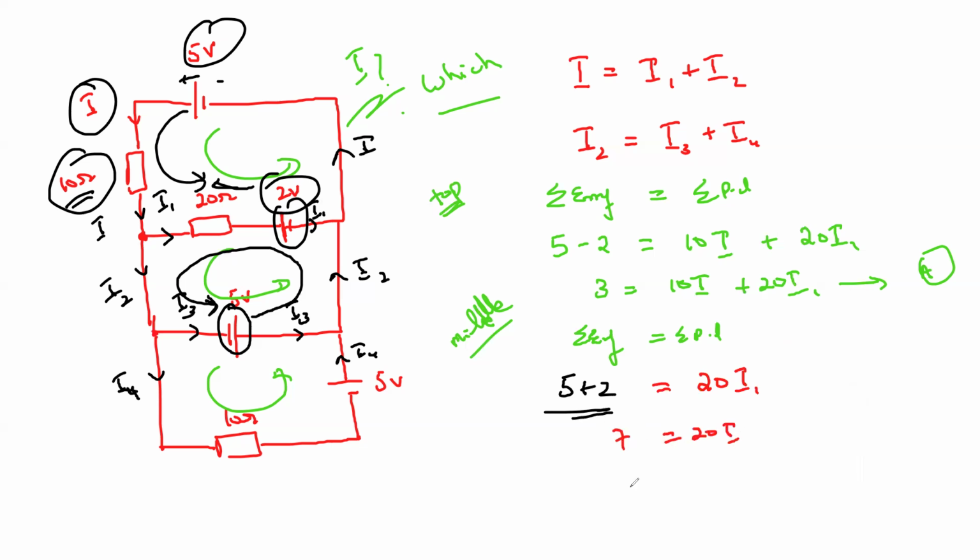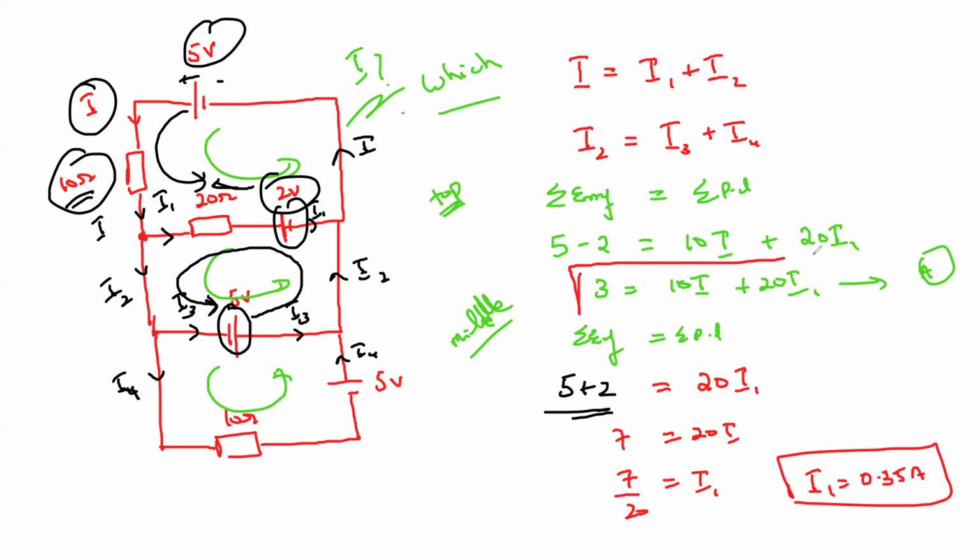7 divided by 20, what's the answer? 0.35. So the value of I1 is 0.35. Now we can use this equation, because initially we did not have the value of I1 and I, but now we got the value of I1, so we can substitute the values here.